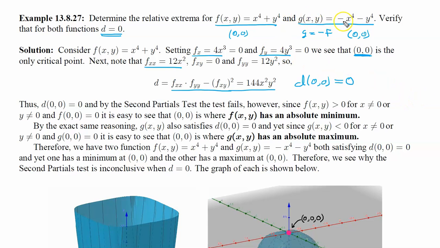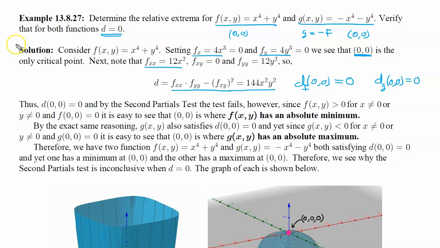And since g is the negative of f, you can easily see that d is also going to be 0 for g. Right? So let's call this d sub f, that's the d for the f function. And then you can verify that d sub g at 0, 0 is also 0. You can easily verify that, since it's just the negative of f. And so now you see that's why the test fails when d is equal to 0.